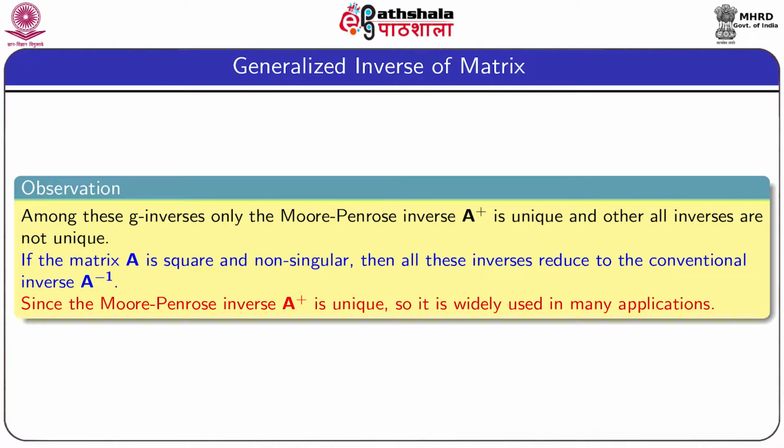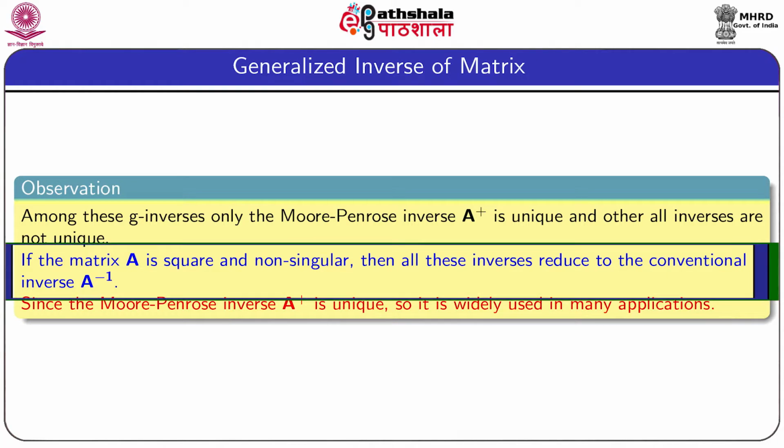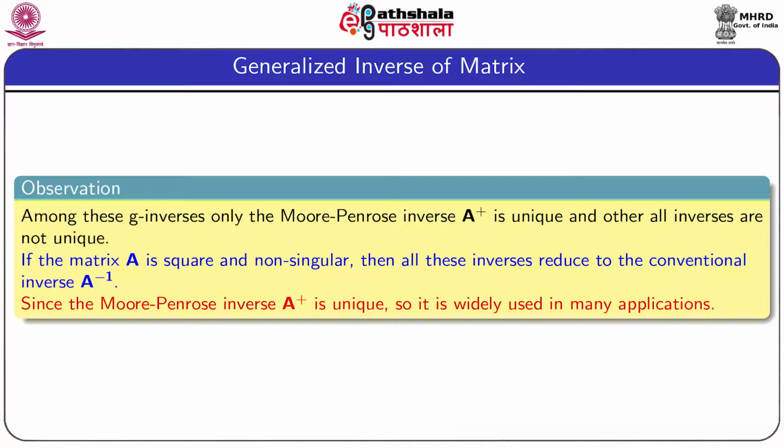Among these G inverses, only the Moore Penrose inverse A plus is unique and all other inverses are not unique. So, the Moore Penrose inverse is important compared to the other generalized inverses. If the matrix A is square and non-singular, then all these inverses reduce to the conventional inverse A power minus 1. Since the Moore Penrose inverse is unique, it is widely used in many applications such as to solve a system of linear equations.